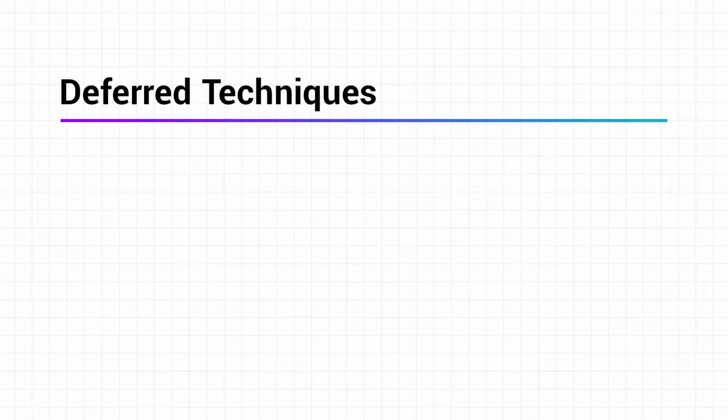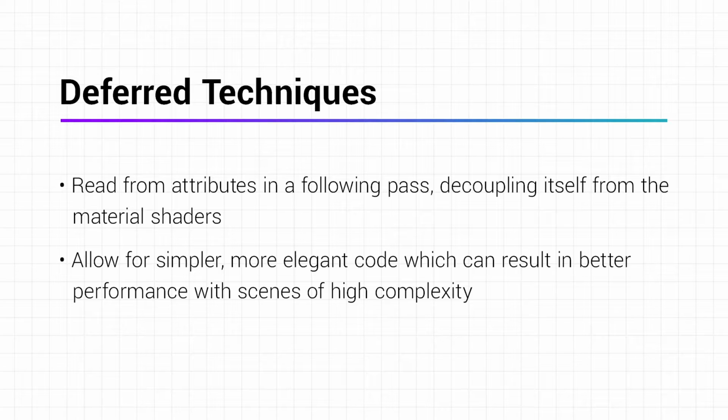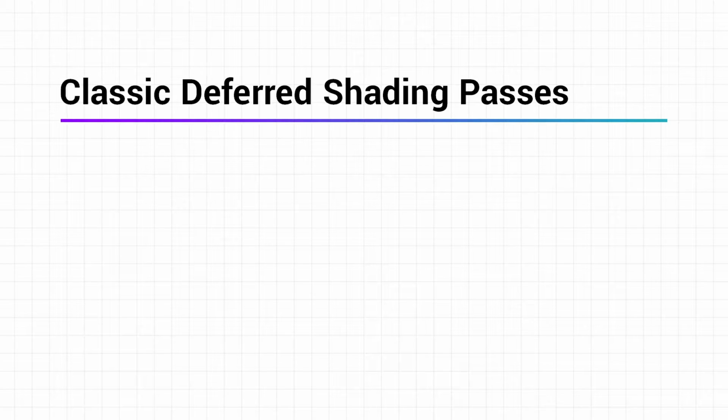Something all deferred techniques have in common is that they read from those attributes in the following pass, effectively decoupling itself from the material shaders. This allows for simpler and more elegant code which can result in better performance with scenes of high complexity. The downside comes with the need to read and write more memory. This has more of an impact at higher resolution and an even larger impact on low bandwidth hardware like mobile VR.